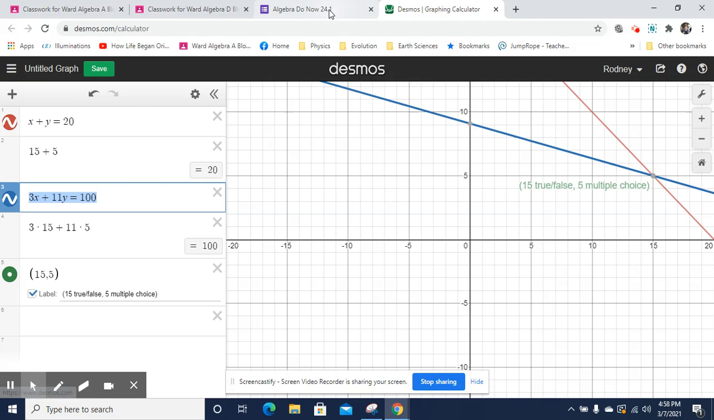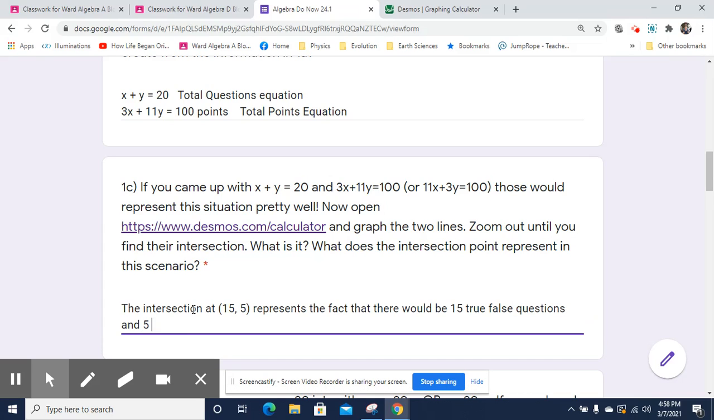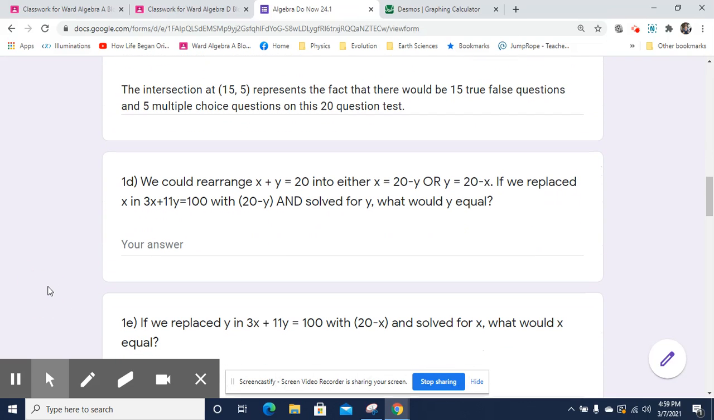Okay, so let's go back into the do now. Let's put that in here. So the intersection at (15, 5) represents the fact that there would be 15 true-false questions and 5 multiple choice questions on this 20 question test. That's what it represents. Okay, now think about this equation, x plus y equals 20.